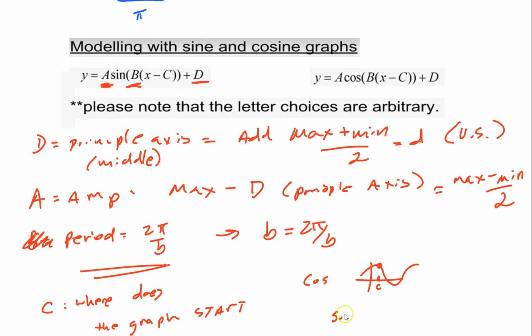If it's a sine graph, it starts in the middle. So if I give you a graph that looks like this, you gotta understand a sine graph goes up first, so it starts right here. Then it's the sine graph. That would be my C. It's all about what type of graph you're talking about.